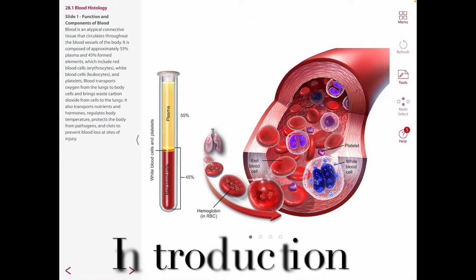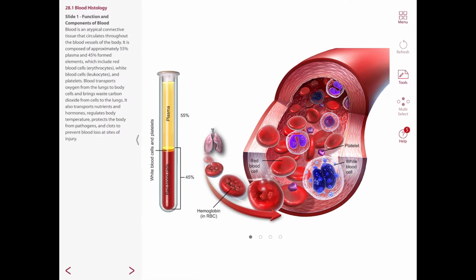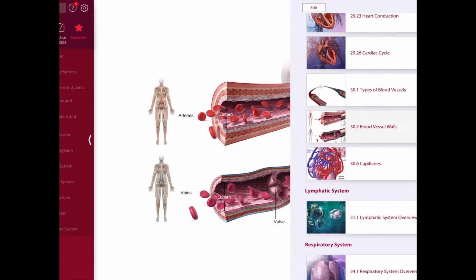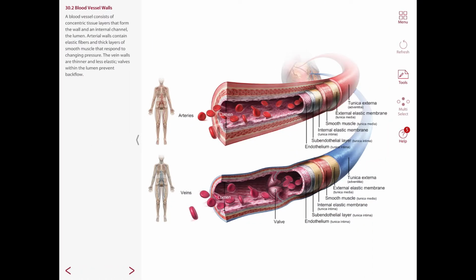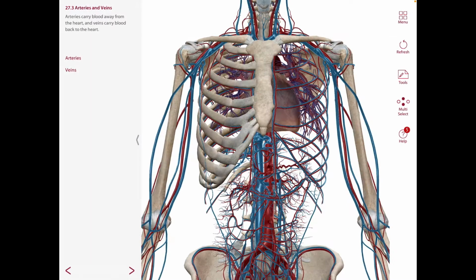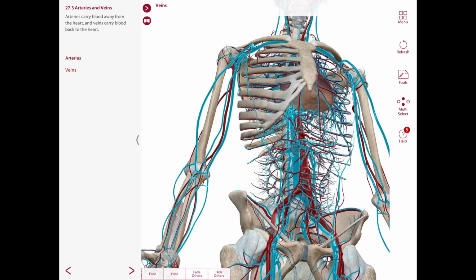Blood is carried through the cardiovascular system by blood vessels. There are three basic types of blood vessels: arteries, veins, and capillaries. Typically, arteries will carry blood away from the heart. Meanwhile, veins will carry blood towards the heart, and capillaries are the site of substance exchange between blood and interstitial fluid.